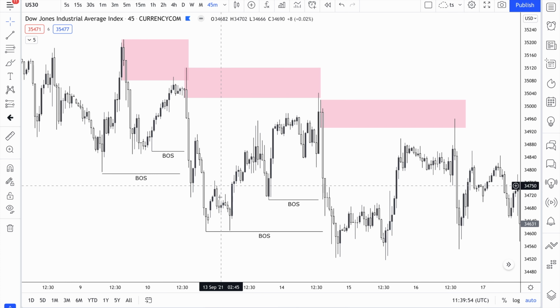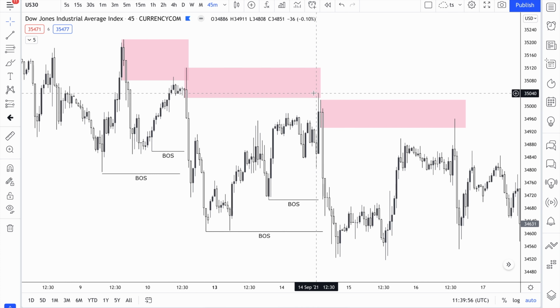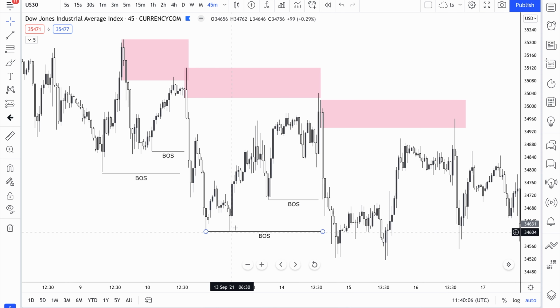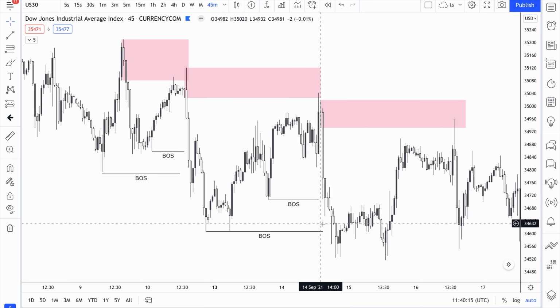Now, when that's happened, we've then had a pullback. We've tapped into or mitigated this supply zone, and then we've had another impulsive movement. Price has broken this bit of structure here, and then we've got these relatively equal lows here, which has then been broken. So we've kind of got a support and resistance area here, which has been broken past. We had a wick past it.